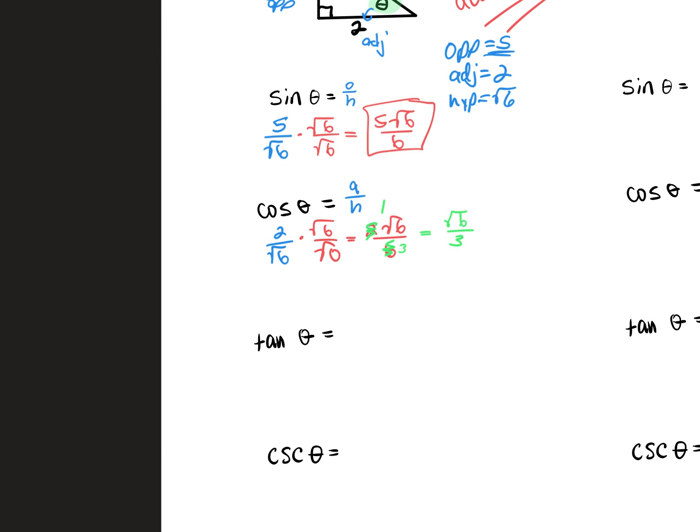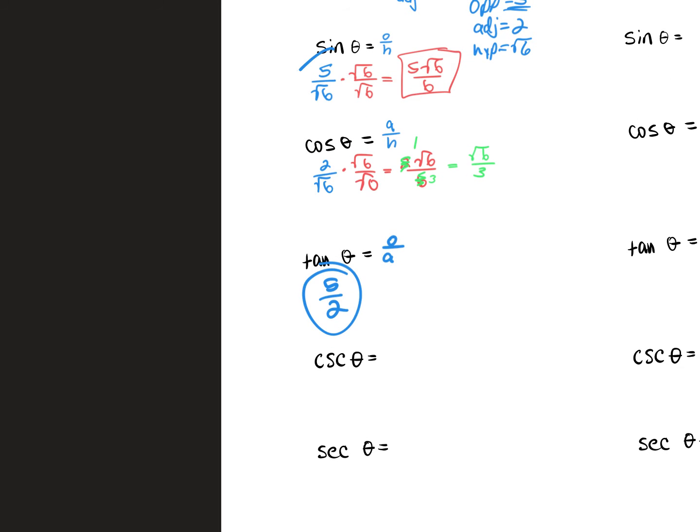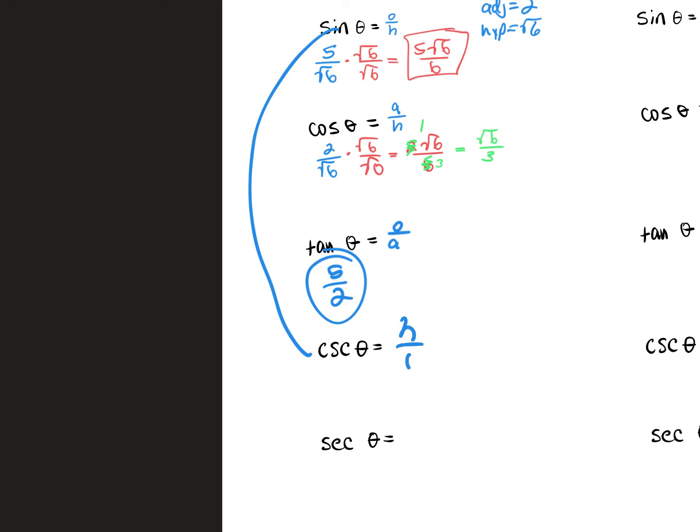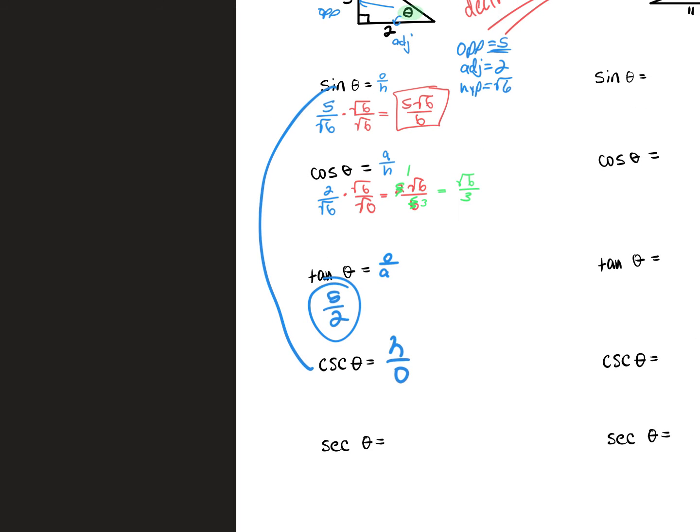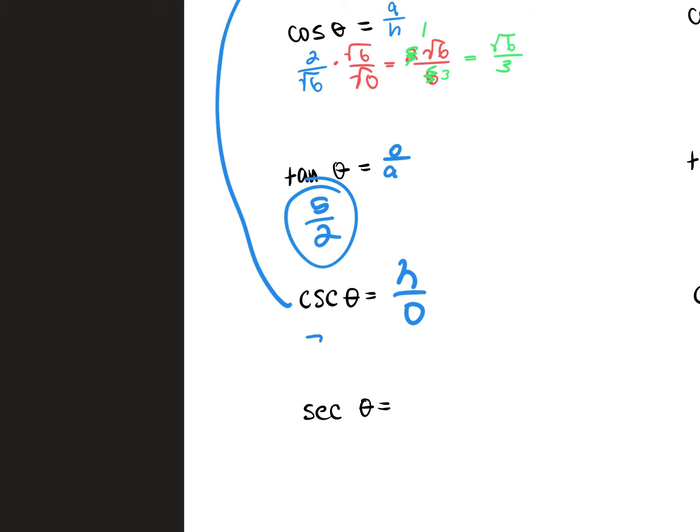Okay, remind me again what tangent is? Opposite over adjacent. So my opposite side is 5 over my adjacent side is 2. Do I have to do anything there? No. Okay, just leave it. Sine goes with what? Cosecant. If sine is opposite over hypotenuse, cosecant is hypotenuse over opposite. So how do I write that? The square root of 6 over 5. Is it okay to have a square root in your numerator? Yes, so just leave it.